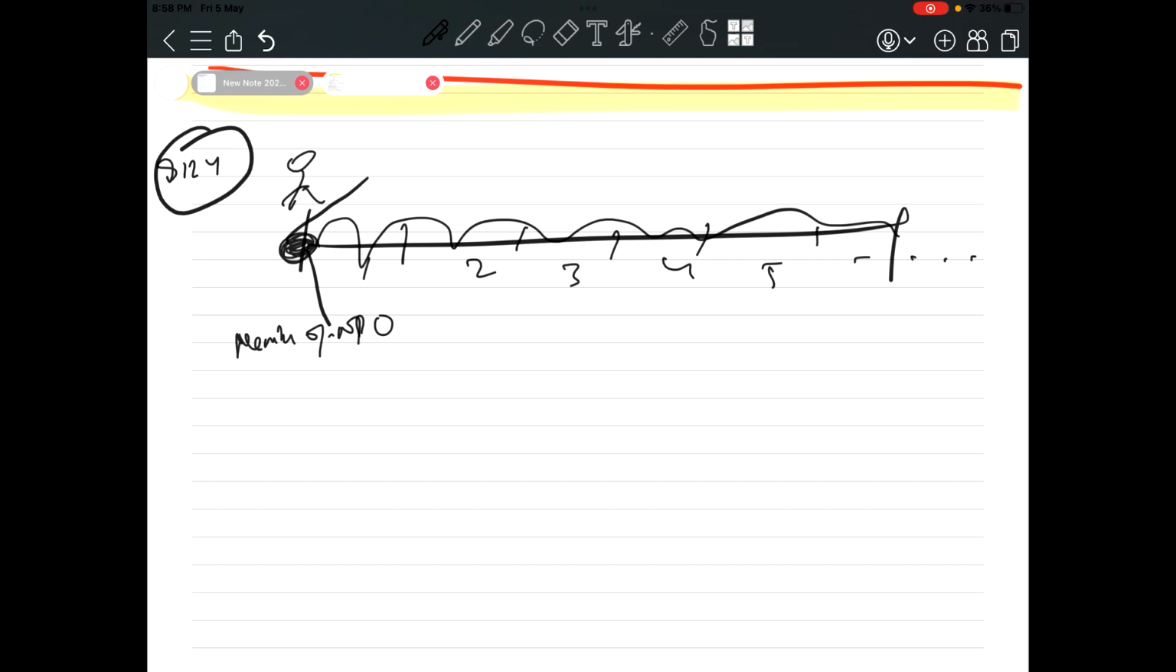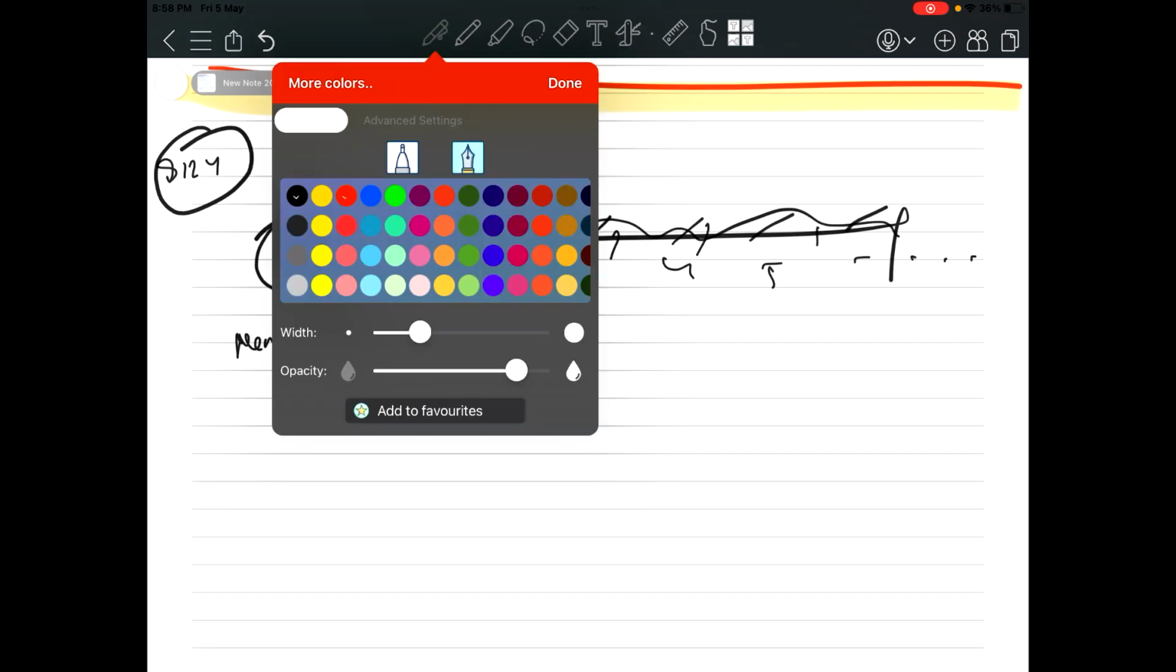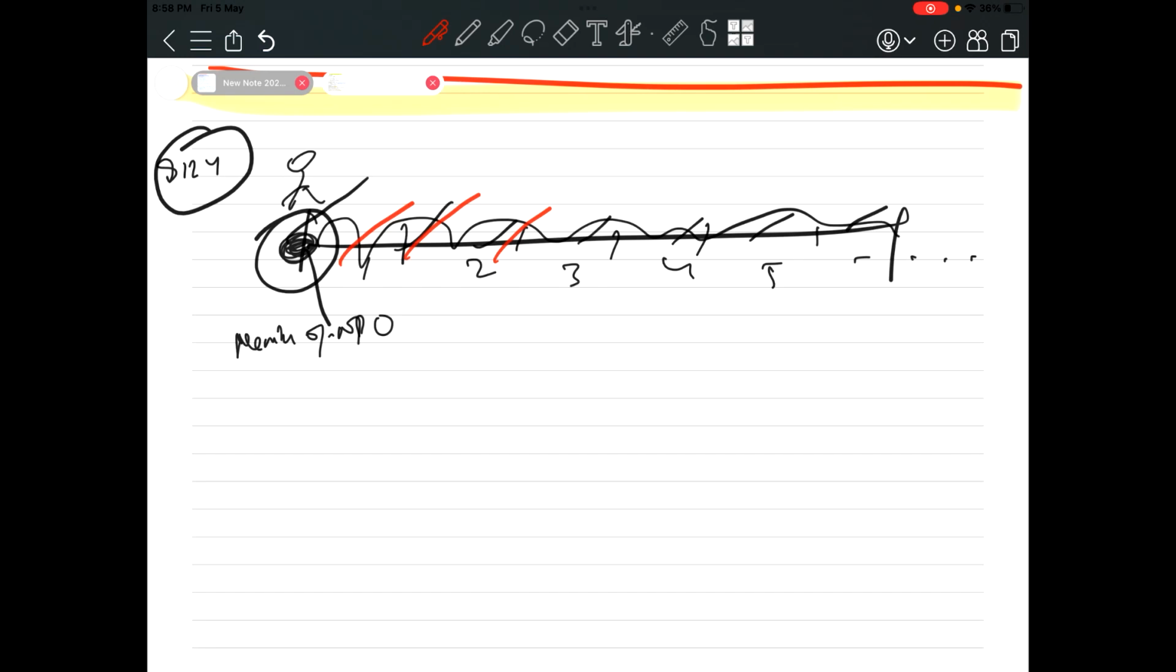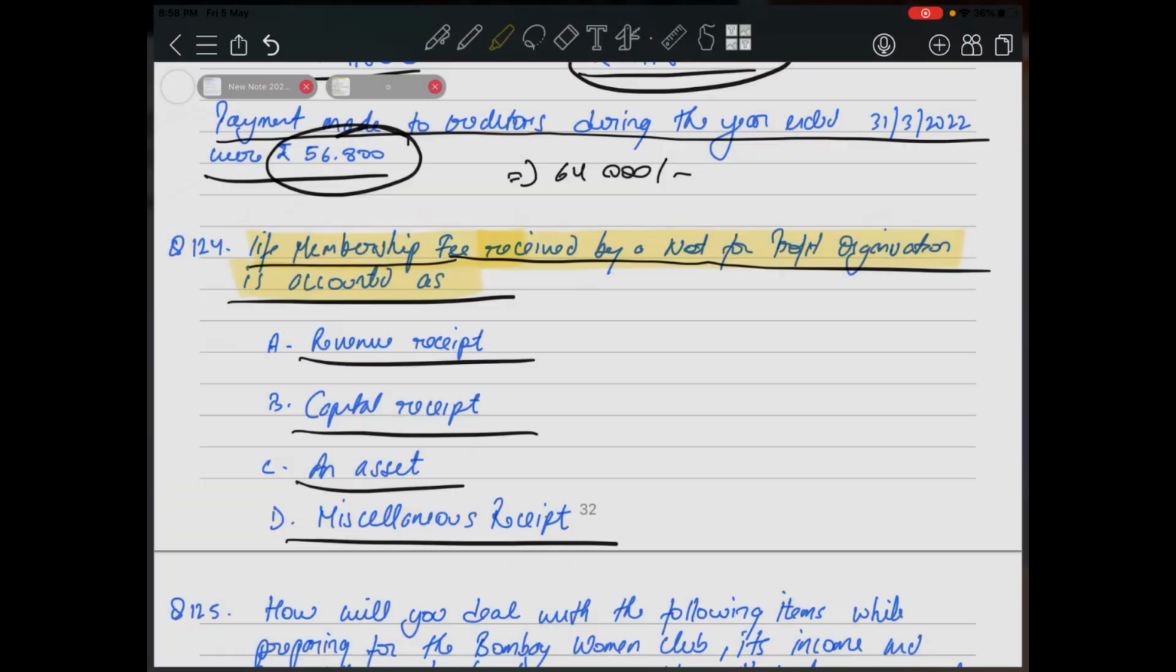He has given the money to the NPO at the very beginning, but the benefit of which will be received in the future years. The membership fee which he has given, the benefits will be received in the future years. So until and unless the benefits have been received, it is a liability for the organization.